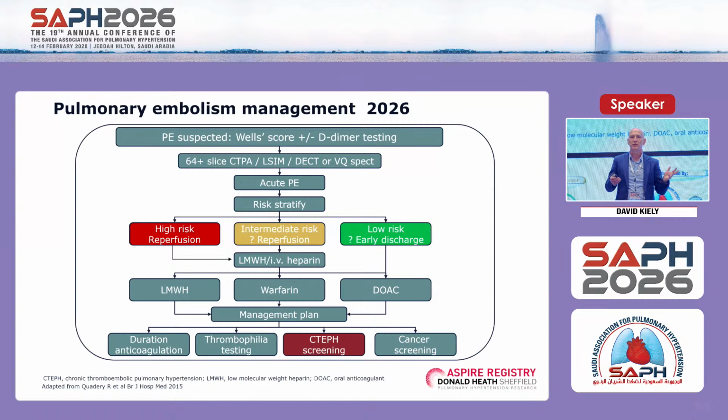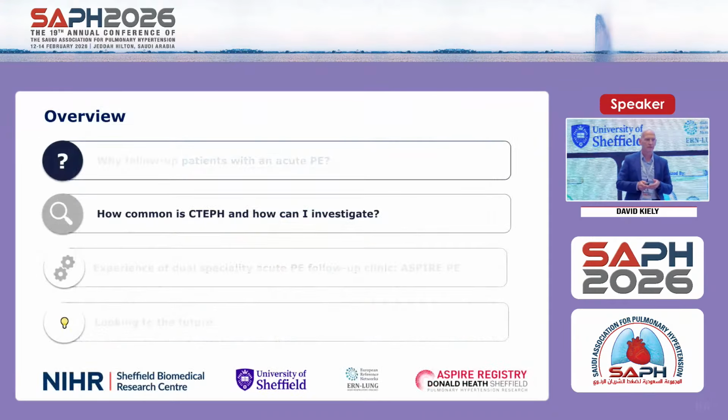And what's really important, I think, is the long-term follow-up. How long do we anticoagulate for? That's one of the most important things that we do in our follow-up clinic. Think about thrombophilia testing, cancer screening. I put CTEPH screening here as well, but providing lifestyle advice is really important for people following pulmonary embolic disease.